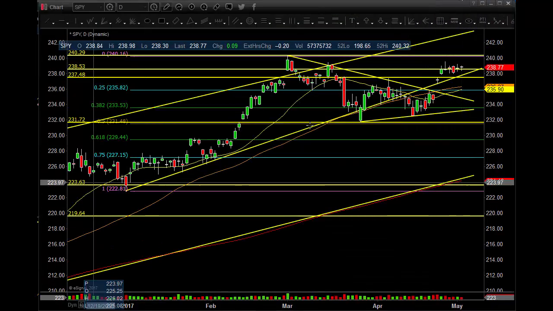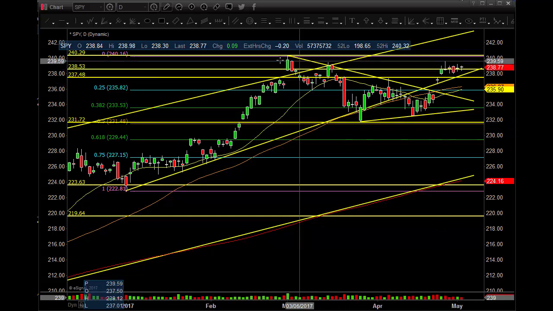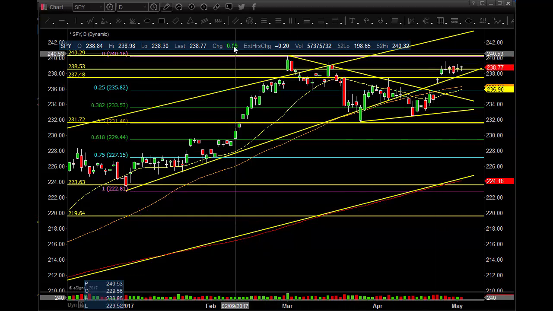Let's go into the daily SPY, and you know what? Another non-eventful day, guys. 9 cents up, 57 million, lighter than yesterday. And we're chopping around up here. 1, 2, 3, 4, 5, 6 days sideways. We're coming up to this upsloping trend line.